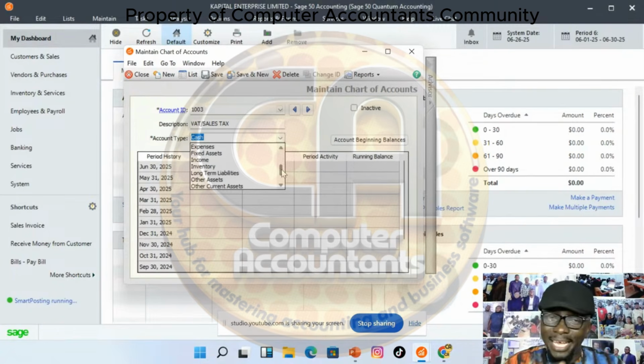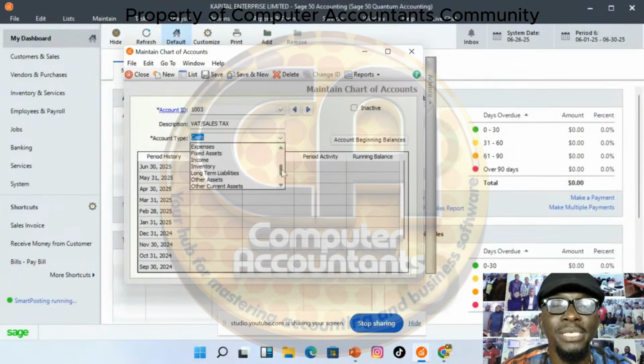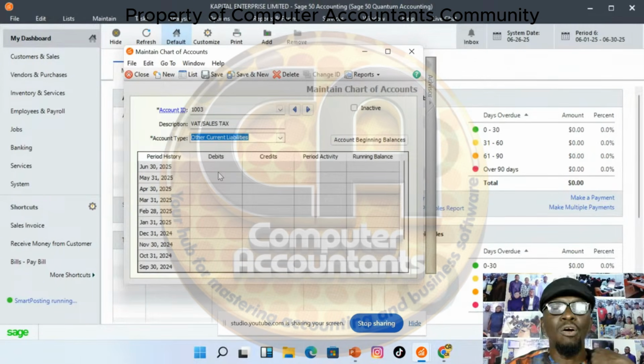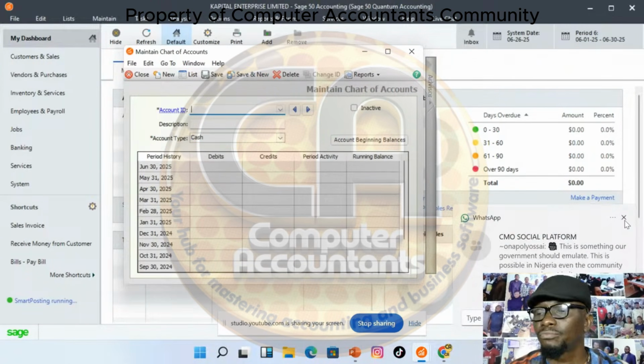So it's a funnel. The business is acting as a tax registrant on behalf of the government. Because the government cannot be everywhere collecting tax, they give instruction to businesses to act as their representative. So they collect those consumption taxes through this account on the screen, then remit to the government. As long as that money is within the business, it is a liability to the business. So we look for other current liability because it's a current liability. It stays for a few more days and it's remitted. Other current liability. So save and new.